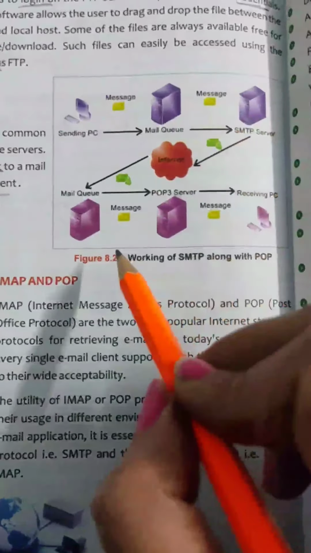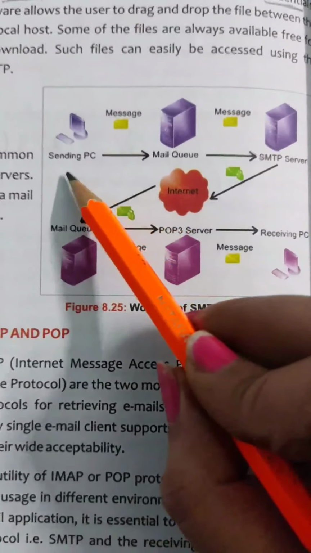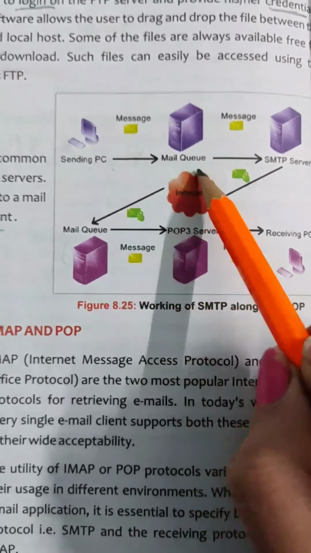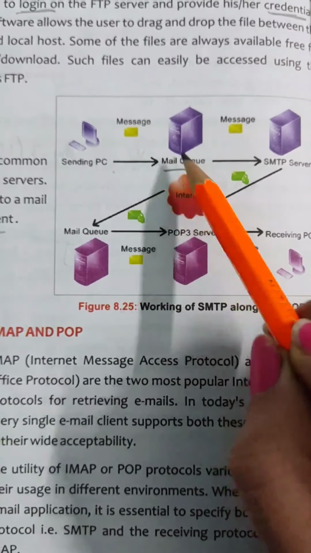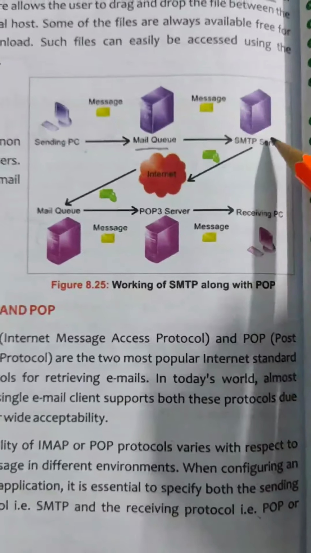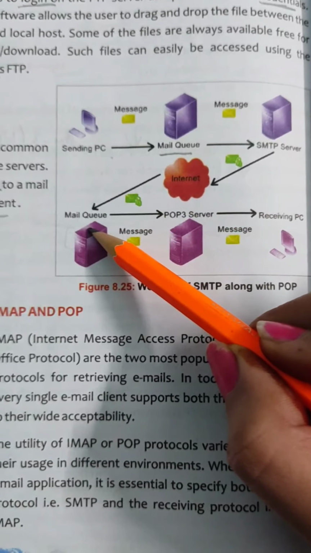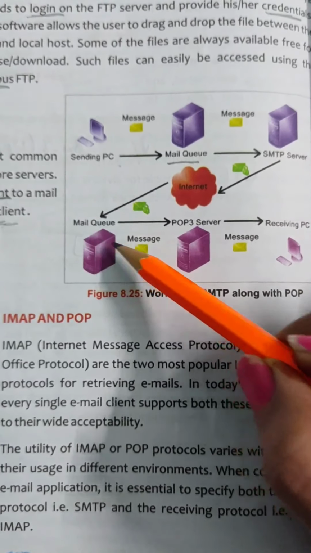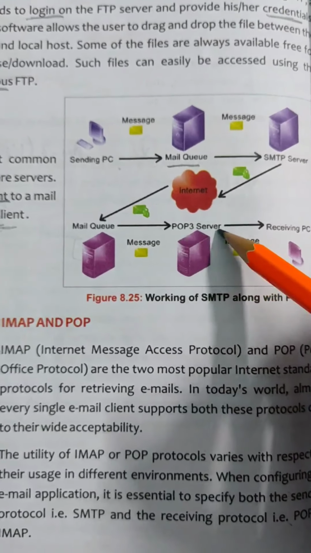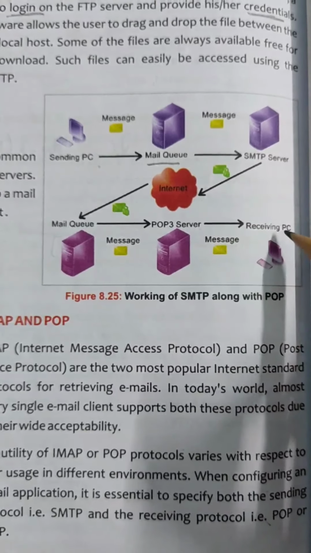Here you can see how SMTP is working. First, the message will be sent. The message is in the queue. Queue means your message will be in a line. Then SMTP will provide the internet service. Then again it is putting your information in a queue. Then the POP server is retrieving the information. Then at the end you will receive the information.